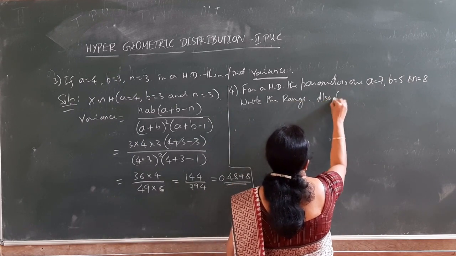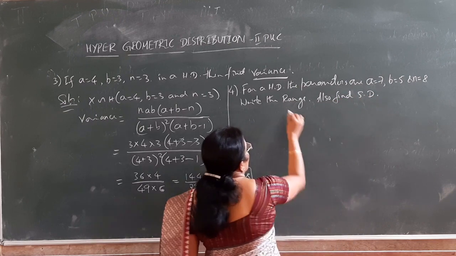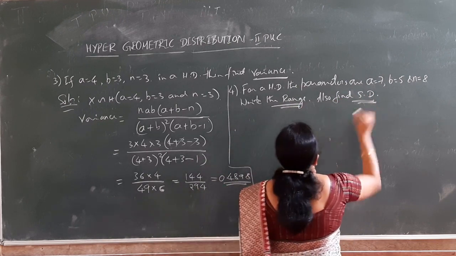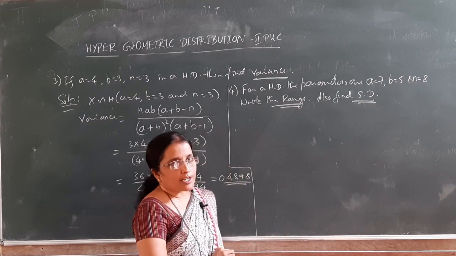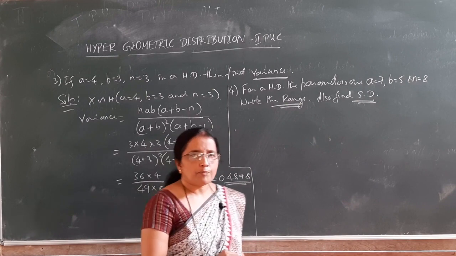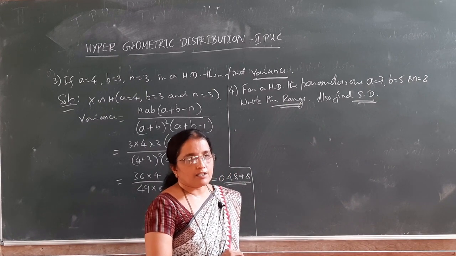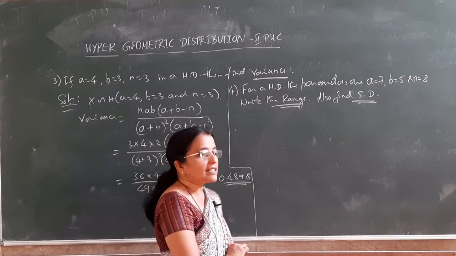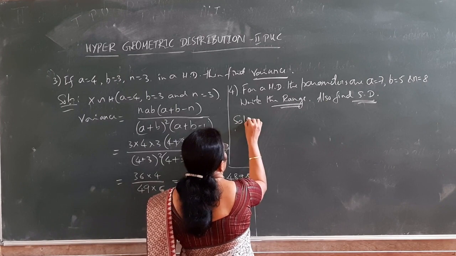Also find the standard deviation. Now in this problem there are two sub questions. One is we have to write the range first, and after that write the standard deviation. Here we need not write the probability mass function, that is ACX into BC and minus X, because specifically the range is asked. So first we can write the range.